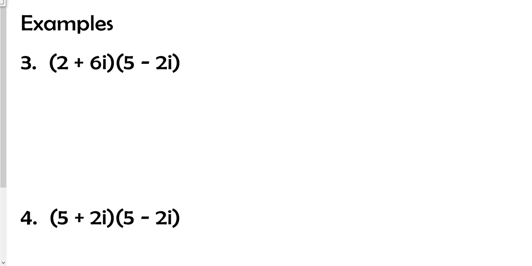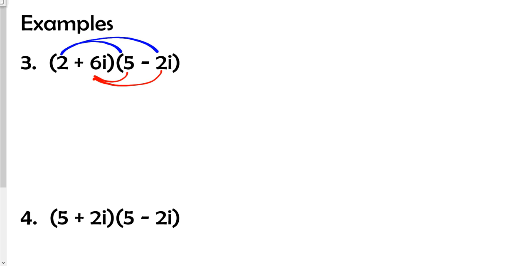So that means that this value of 2 is going to get distributed to each of the terms in the second binomial, and the 6i is going to get distributed to each of the terms in the second binomial. So let's go through and write that out, and I'll try and keep it color-coded for you.